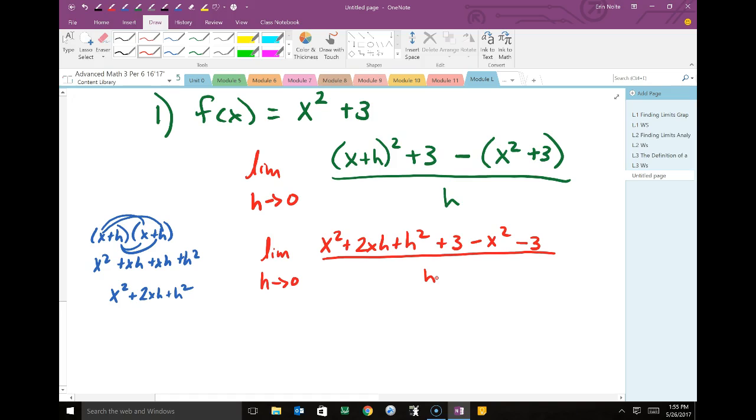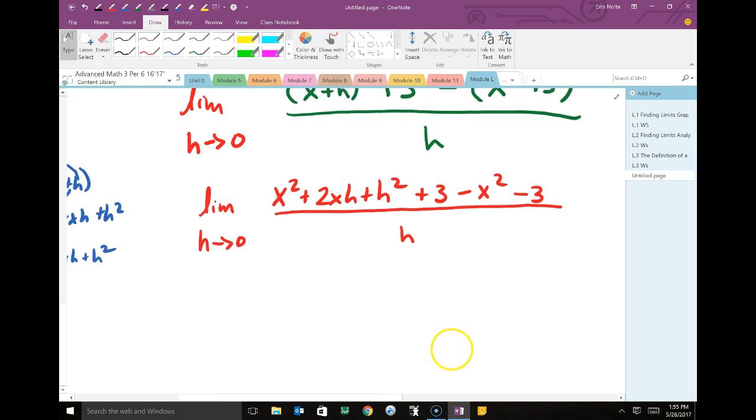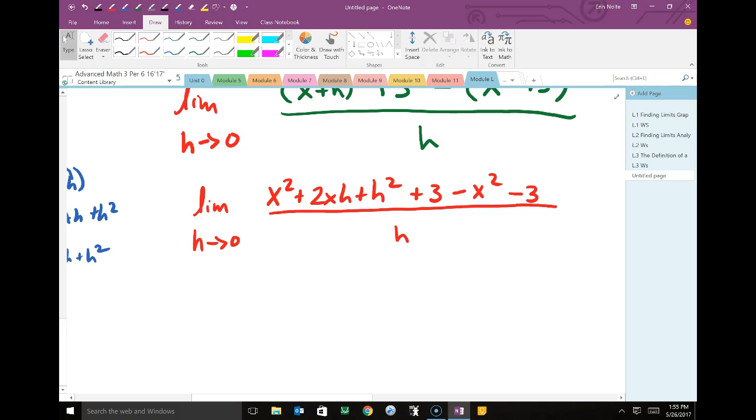Now I'm going to simplify the top. What do you notice about pieces on the top? We got x squareds going away. Adios x squareds. What else did you say? 3's cancel. So what I have left on the top is 2xh plus h squared all over h.